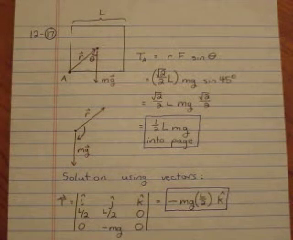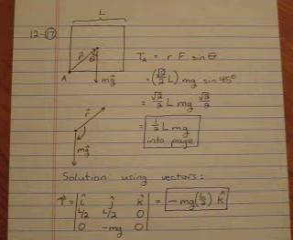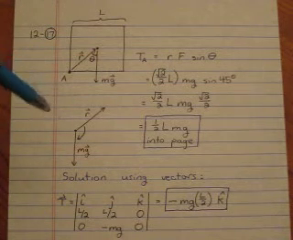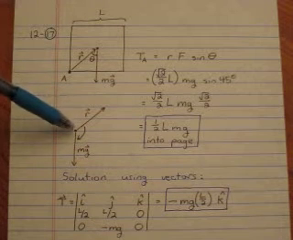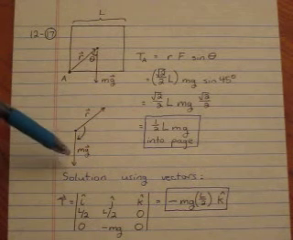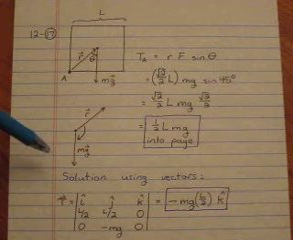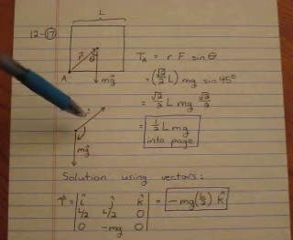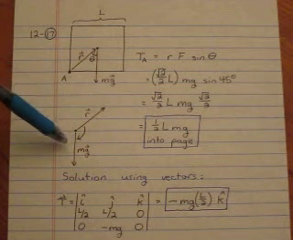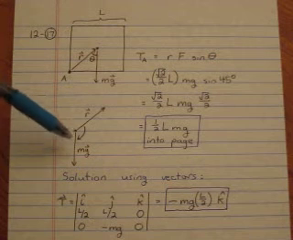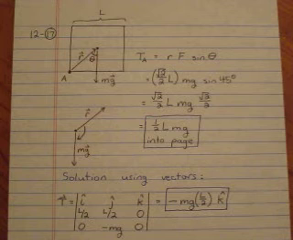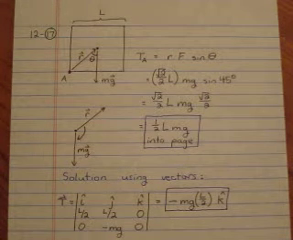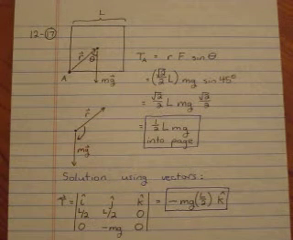Now the vector is into the page, and I get that from, if you use the right-hand rule. Remember, for right-hand rule, you put the vectors tail to tail, R and the force, and then curl your right hand, curl your fingers in the direction from R to mg, and your thumb will point into the page. And that's the negative z direction, or the negative k hat direction.